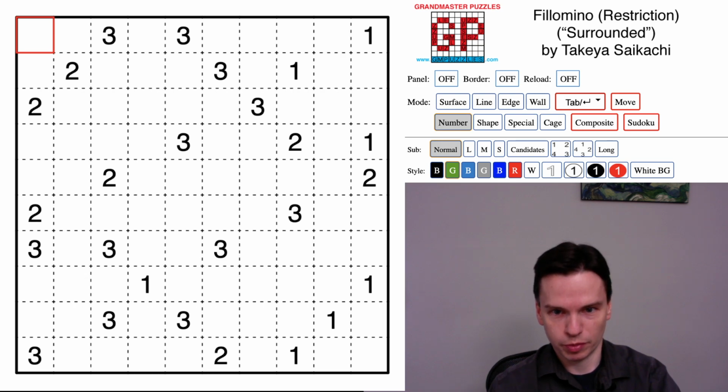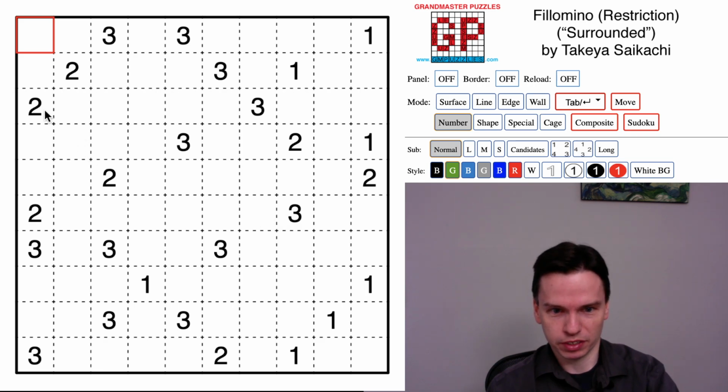We're here to solve this Fillomino restriction puzzle by Takeya Saikachi, where the constraint is now that Fillominos can only be 1, 2, or 3 in size. There's a new rule we want to use a lot in this solve, which is to look at any cell that's touching a finished region and see which of the 2 remaining options, sometimes only 1 remaining option, goes in there.